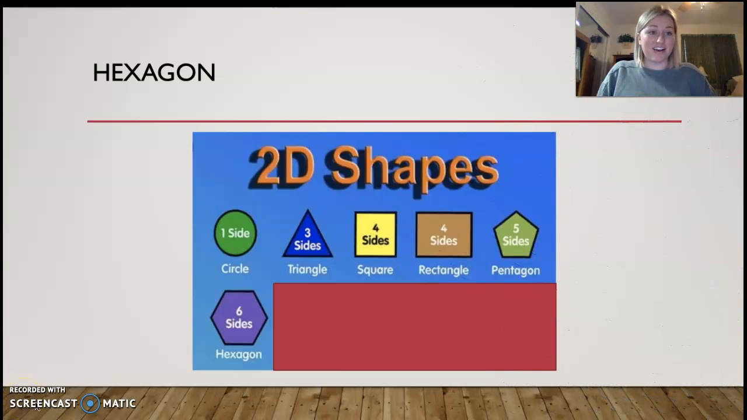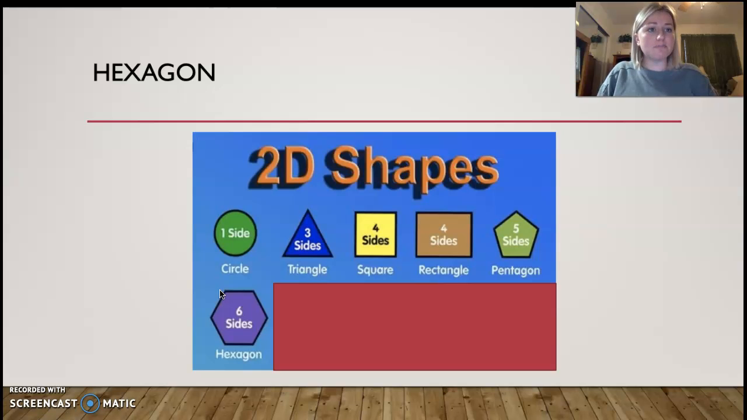Next, we have a hexagon. And as you see on this page, a hexagon has 6 sides. So let's count them together, starting at the top. 1, 2, 3, 4, 5, 6. A hexagon has 6 sides.